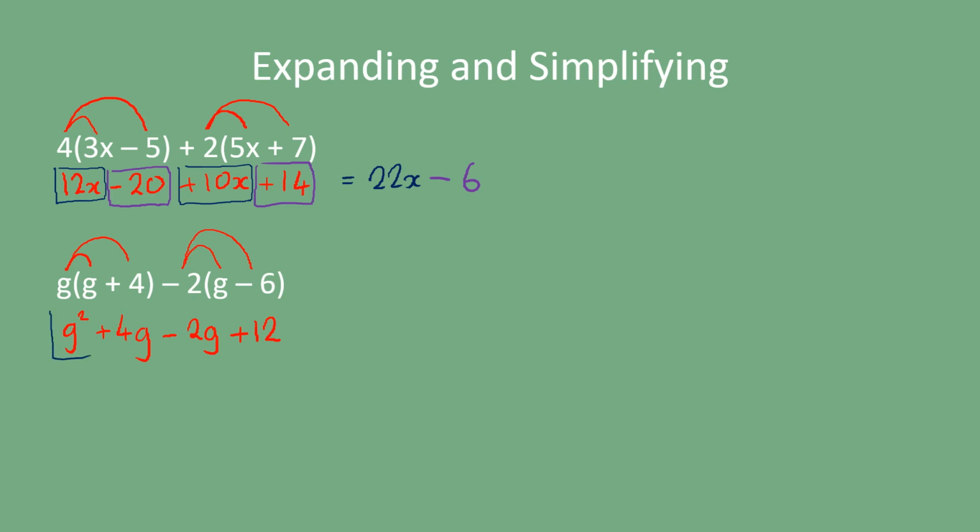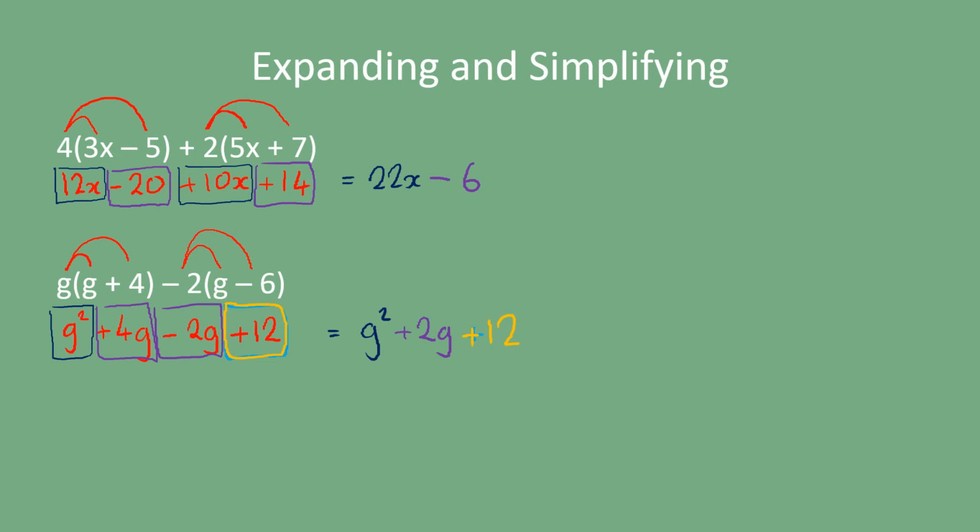So we've got a g squared, and there's no other g squareds there, so that's just going to stay the same. Then we've got plus 4g minus 2g, which will give us overall plus 2g. And then finally, we've got a plus 12. That doesn't look like it's actually visible to me. Let's go to orange. Plus 12. And that's it. That's as far as we can simplify. We can't combine together different letters or numbers. So g squared and g and 12 will have to stay separate.